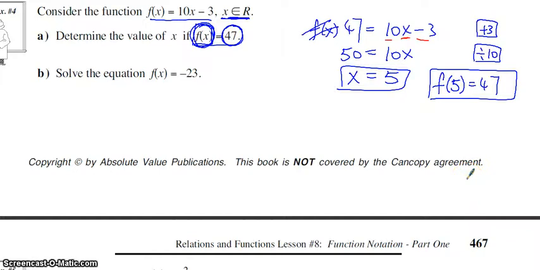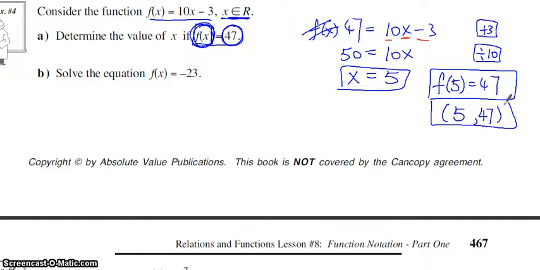There's also another representation. You can represent your answer as an ordered pair. In an ordered pair, you have x and y. So what's the x value here? The x value is 5. What's the y value here? The y value is your function value, 47. So this is another way to represent the answer.